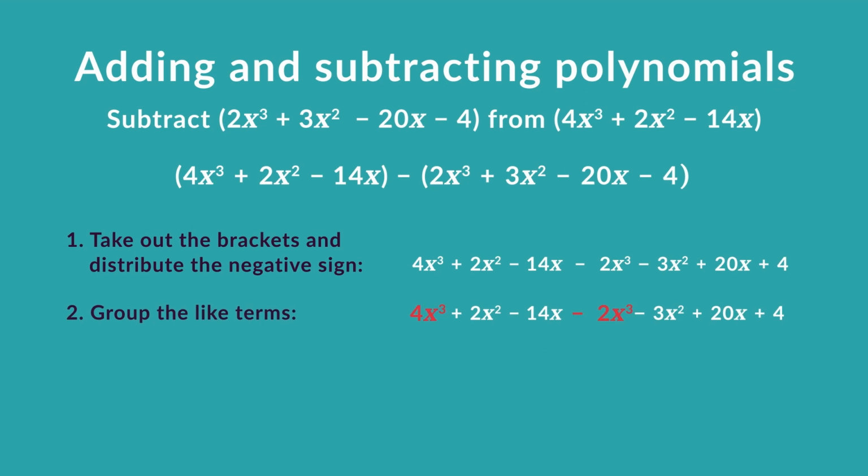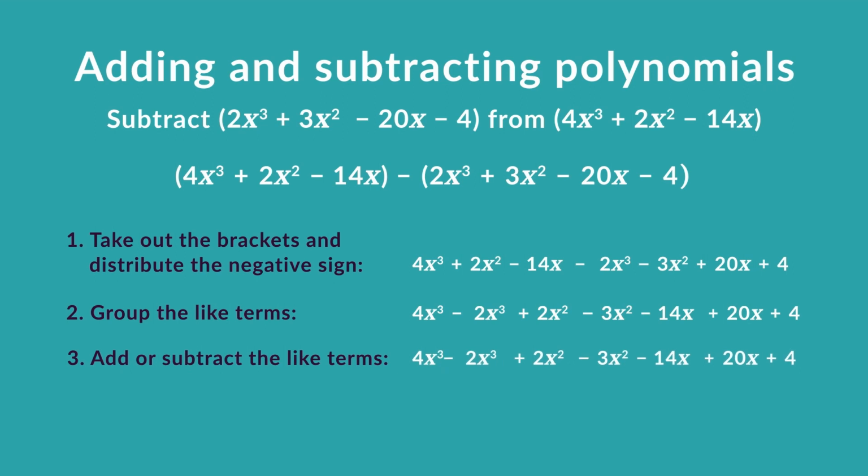Step 2. Put the like terms together to make the last step more clear. Remember that the sign of the coefficient goes with the coefficient. Step 3. Add or subtract the like terms. We now have a single cubic polynomial of 4 terms.